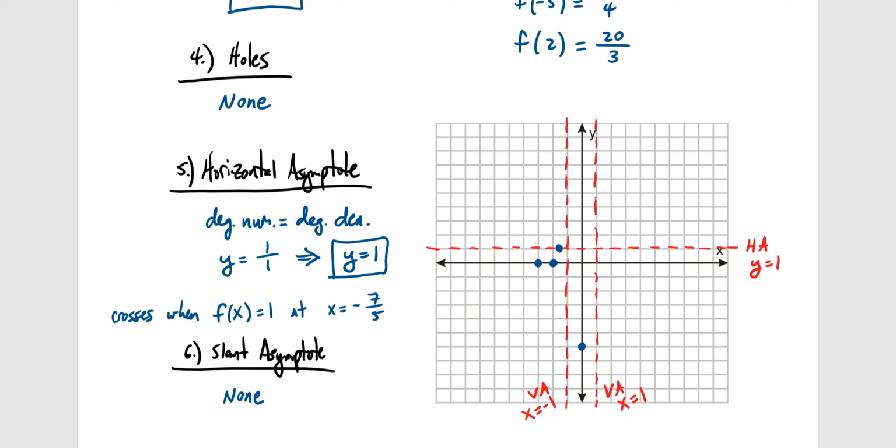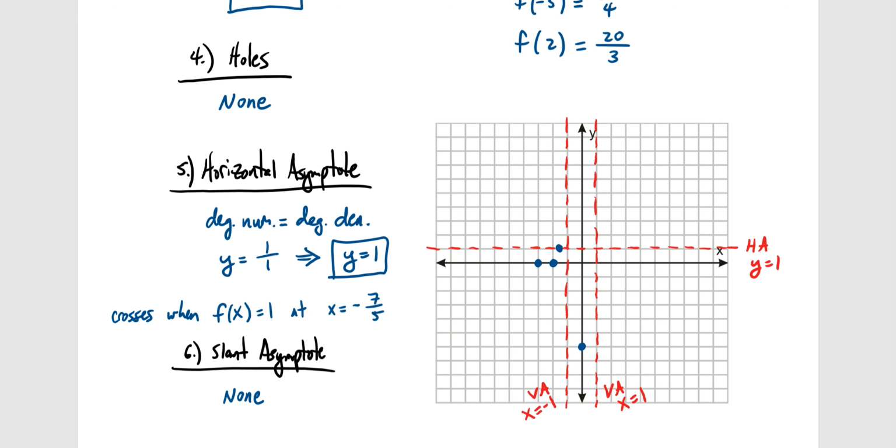So I plotted down all of the stuff that we found out here. I plotted the two vertical asymptotes, the horizontal asymptote, where it crosses the horizontal asymptote, the x-intercepts and the y-intercept. So it looks a little bit different here. So let's see what we need here to fill this in. We need some points to the right of this vertical asymptote because we don't have anything plotted there.